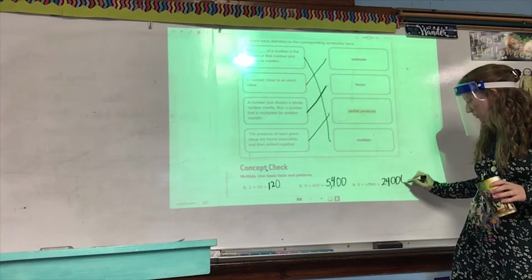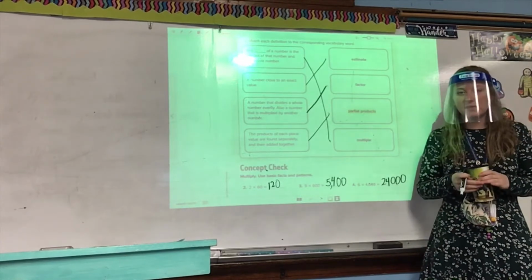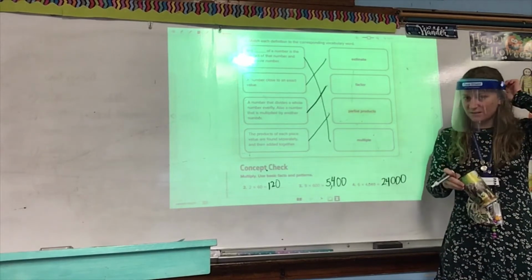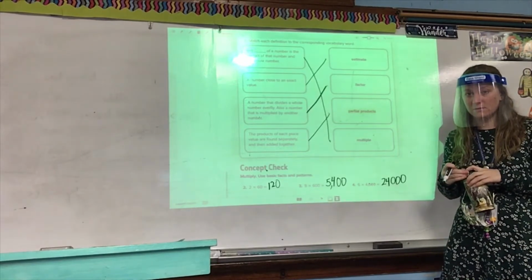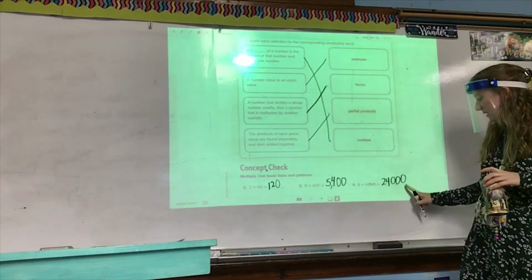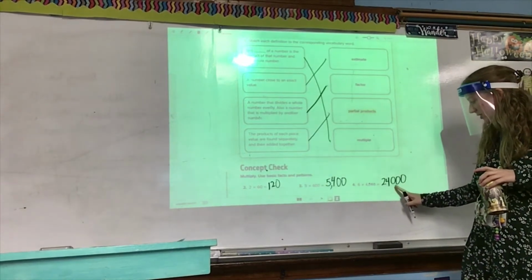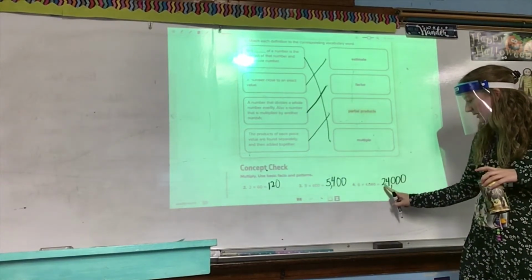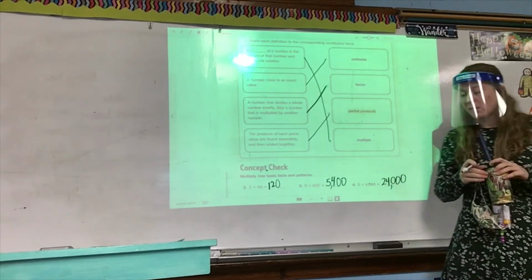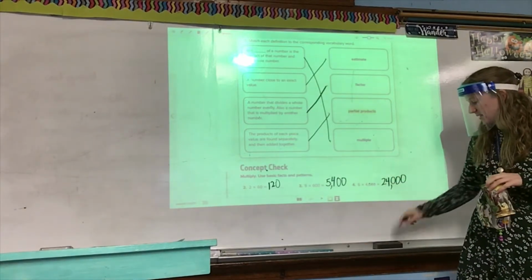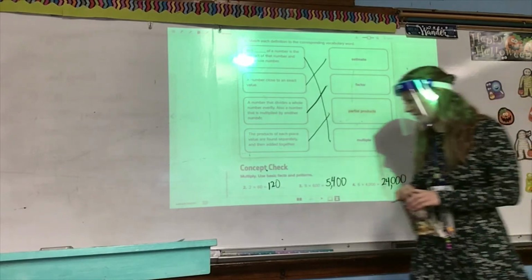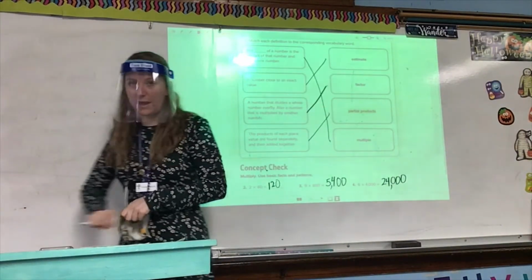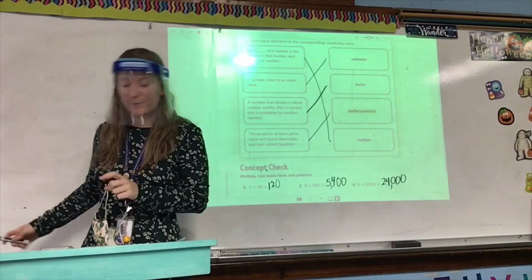One, two, three zeros. And what is the unwritten last step of everything, Zari? Put the comma every three digits. Good, we put the comma every three digits. So one, two, three, comma, one, two, no comma. So Zari, 6 times 4,000 equals? 24,000. 24,000, very good.